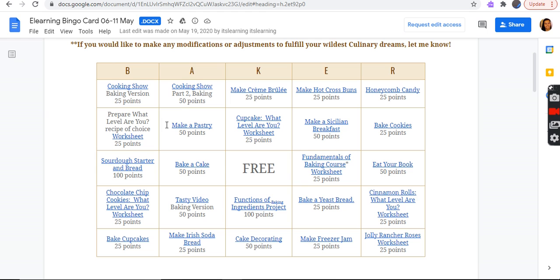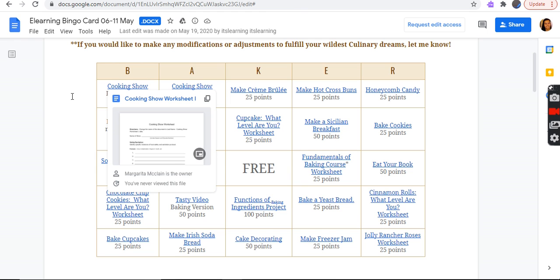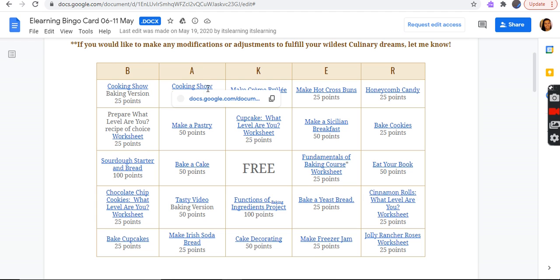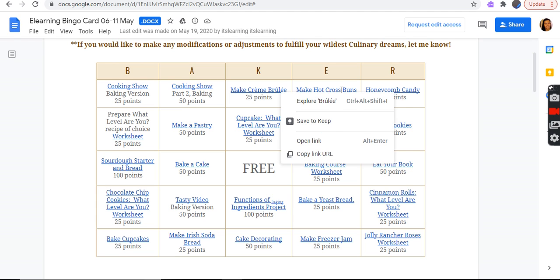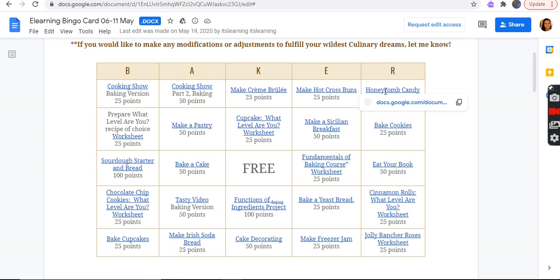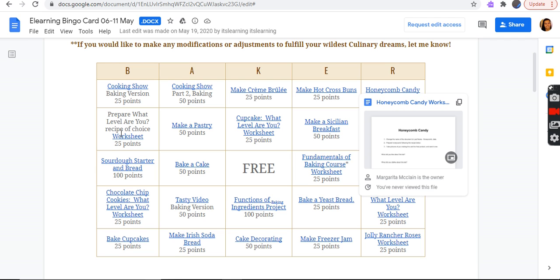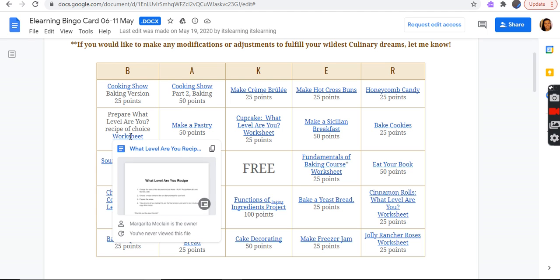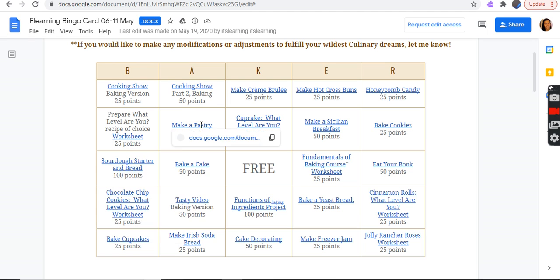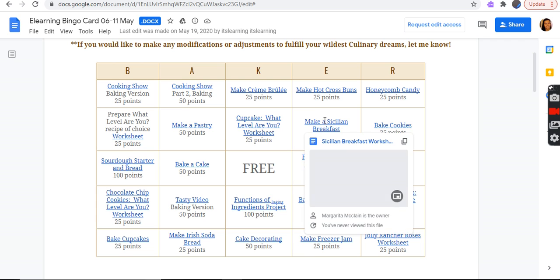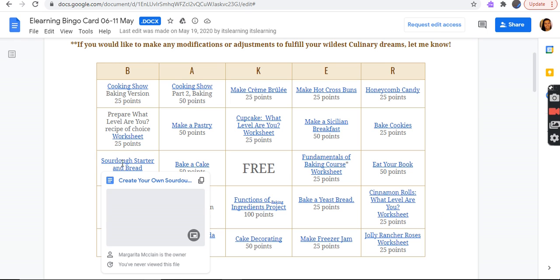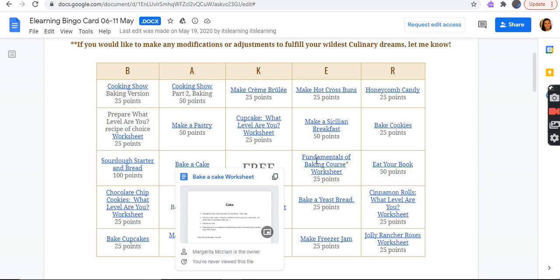Alright, baker, free cooking show, cooking show part 2. Make a crème brûlée, make hot cross buns, honeycomb candy. Prepare a recipe of choice, what level are you? Make a pastry, cupcake. What level are you? Make a Sicilian breakfast. Bake cookies, sourdough starter and bread. Bake a cake.